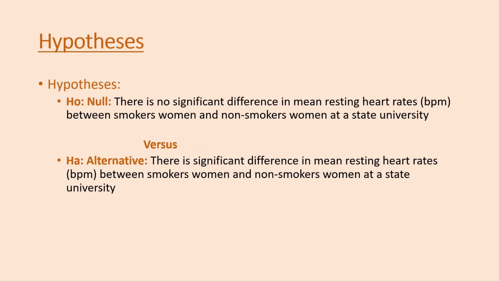The hypotheses of this example: the null hypothesis is there is no significant difference in the mean resting heart rates between smoker women and non-smoker women at the state university. And the alternative hypothesis is there is a significant difference in mean resting heart rates between smoker women and non-smoker women at the state university.